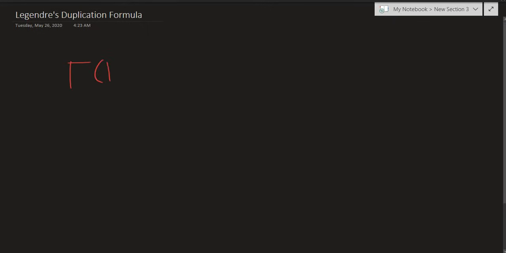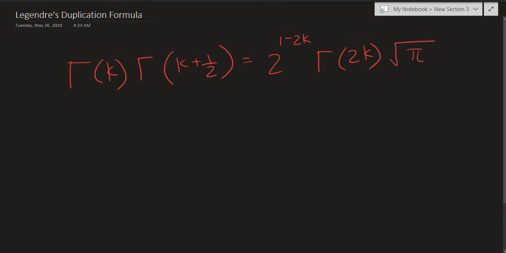if you have a gamma of k multiplied with the gamma of k plus half, that's just equal to 2 raised to 1 minus 2k power times gamma of 2k times the square root of pi.